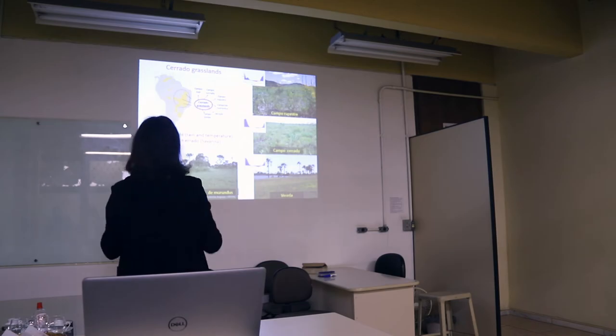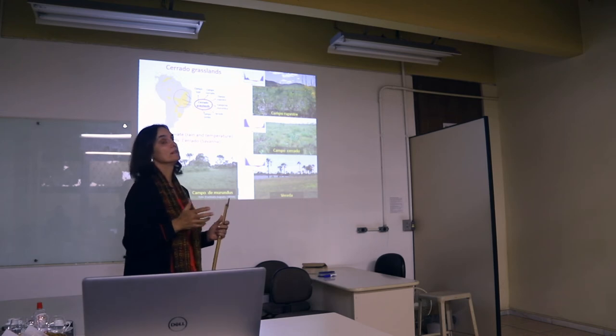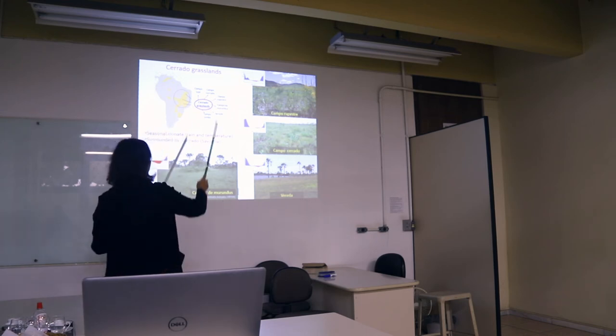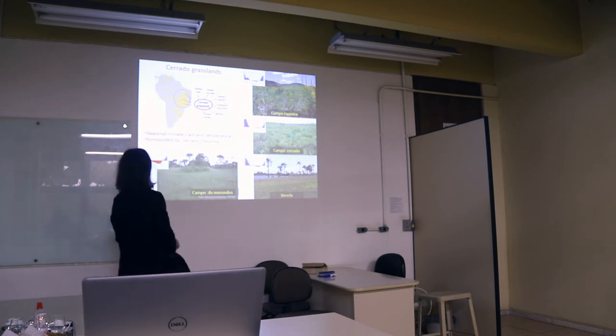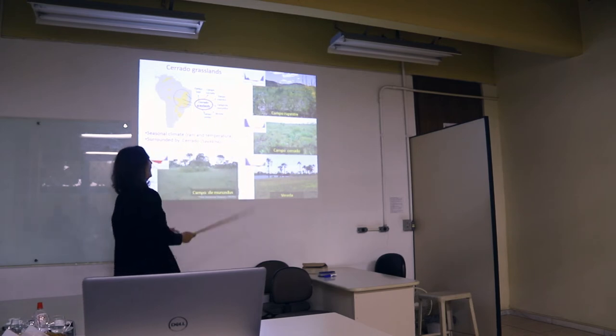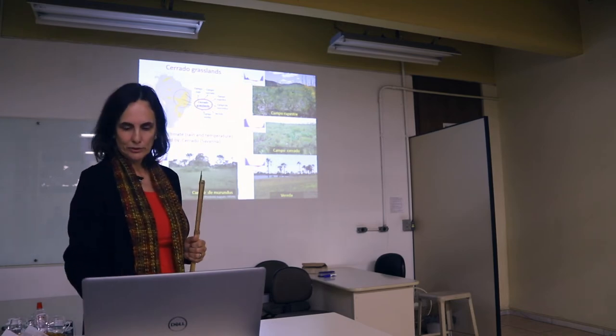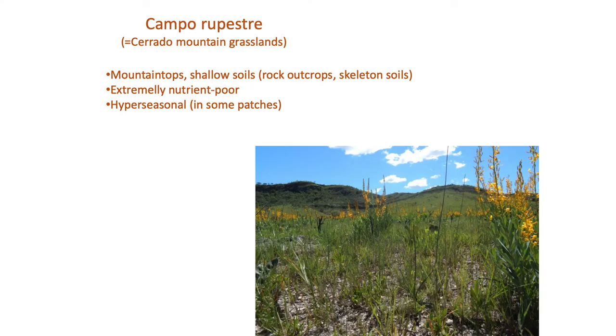And then we come to the Cerrado. Cerrado is a mosaic of different types of vegetation and different types of grasslands considering the drivers. All with a dry season in the winter. Then we have Campo Rupestre, Campo Cerrado, Vereda, Campo de Murundus. I'm going to show you each of them.